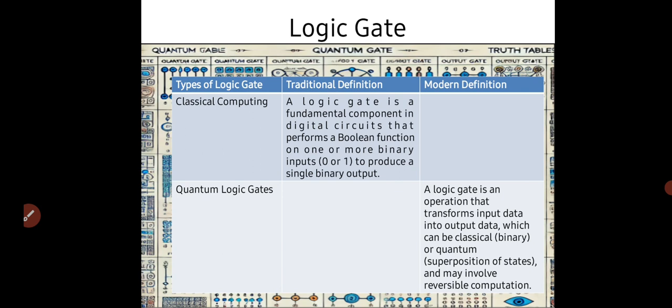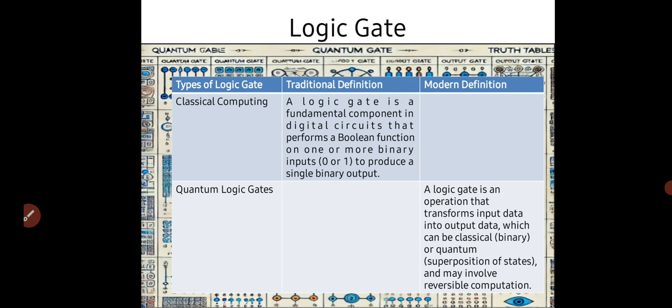So let's see. When we look at logic gates, we can classify the types of logic gates: classical computing first, and next quantum logic gates. What are traditional logic gates? Logic gates are fundamental components in digital circuits, as we know, that perform operations on zeros and ones.